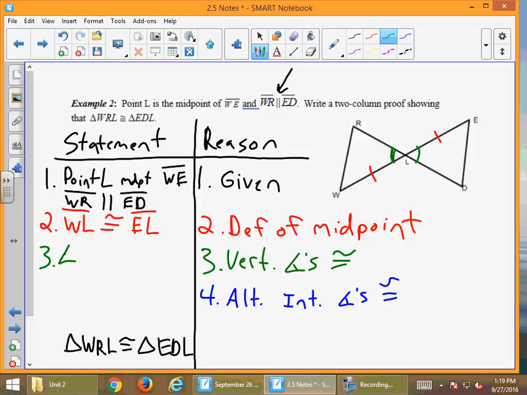So I'm going to say angle RLW is congruent to what other one? Be careful. This flips, because the triangles flip differently. See how this tick mark's over here and now it's up there? So we said RLW, what's the other side? DLE. DLE. Good. 8 points.